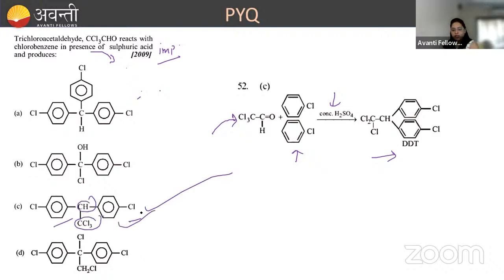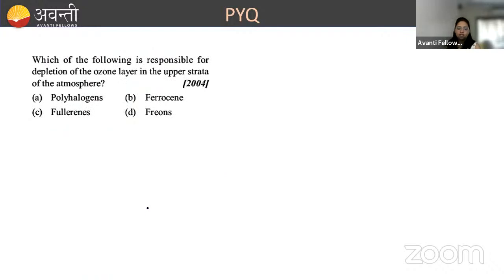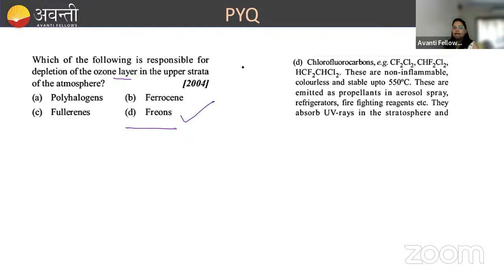ठीक है. Next problem. Which of the following is responsible for depletion of ozone layer in the upper strata of atmosphere? Polyhalogen, ferrocene, fluorines, freons. कौन है responsible ओजोन लेयर के डिप्लीशन के लिए? अभी मैंने आप लोगों को बताया freons are the compounds. Yes, very good, Sushant. So freons are the compounds which are responsible for depletion of ozone layer in the atmosphere.